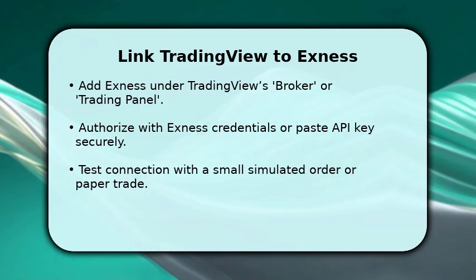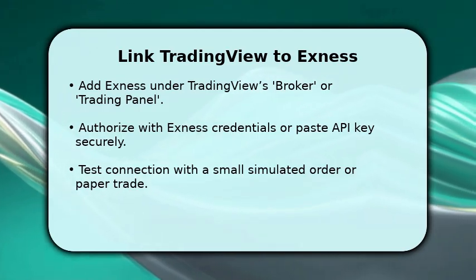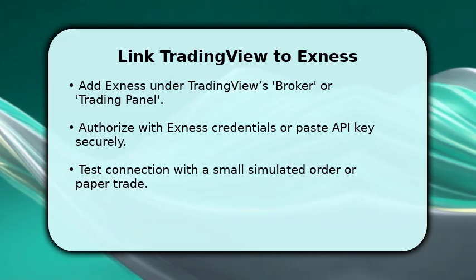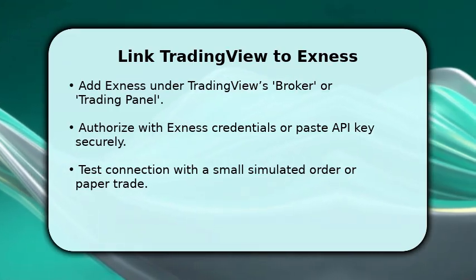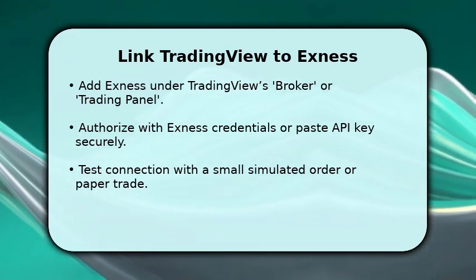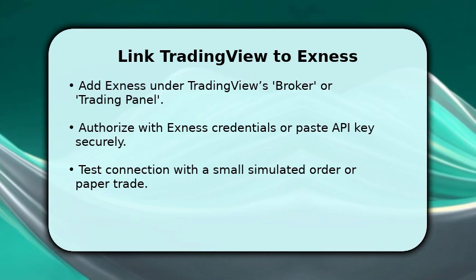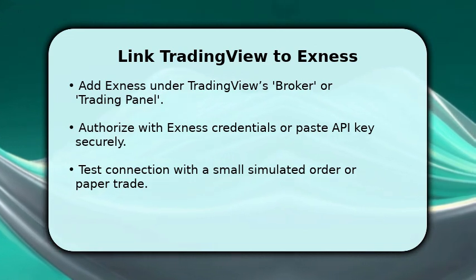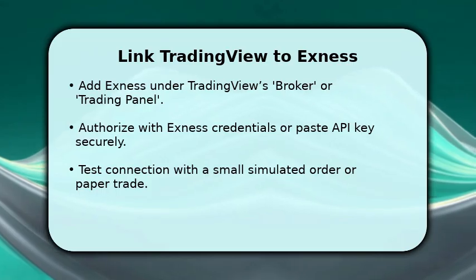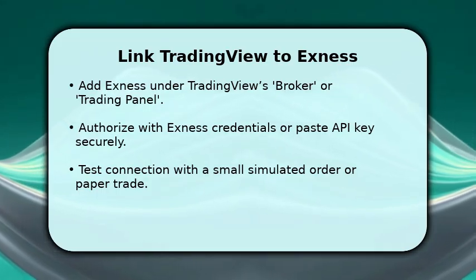After authorization, configure order defaults: lot size, stop loss, take profit, and order type. To validate, place a small test trade or use TradingView's paper trading to confirm orders appear correctly in Exness. If fills and sizes match, proceed to live execution.